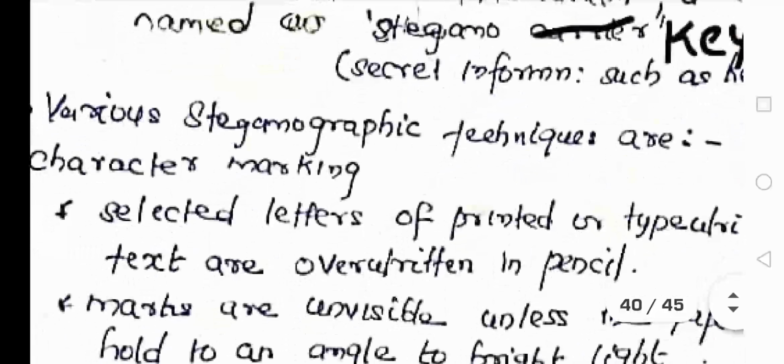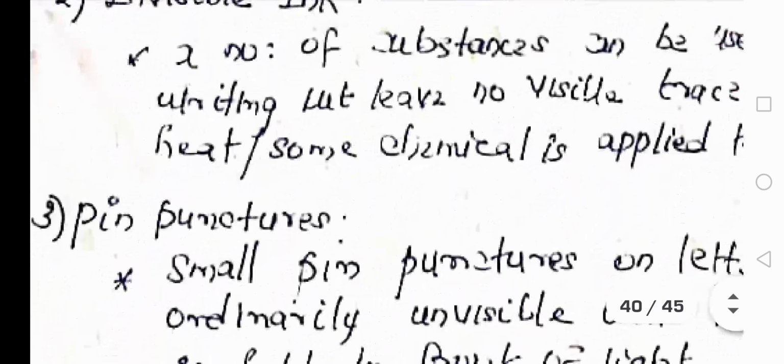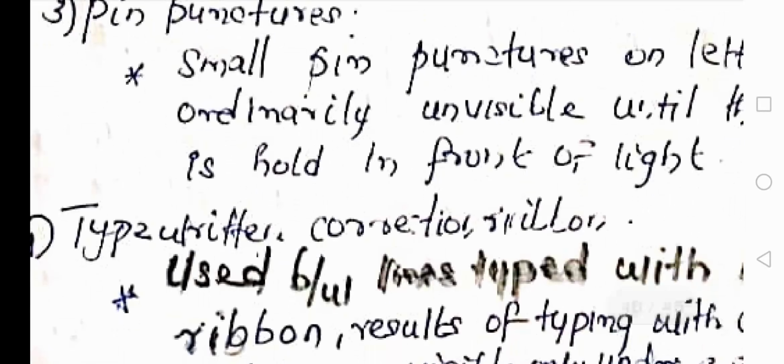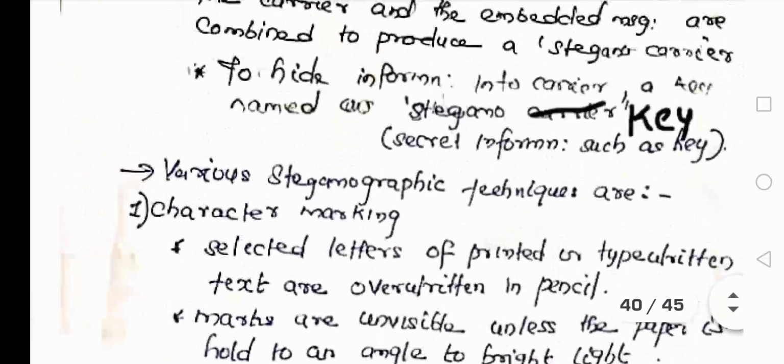Another thing I have to tell you is that there are various techniques by which you can implement steganography. Actually, these are all traditional techniques, and they are not really used now. The techniques coming under steganographic mechanisms that were used traditionally are invisible ink, pin punctures, typewriter correction ribbon, and also character marking. You need to study what happens in each and every technique.